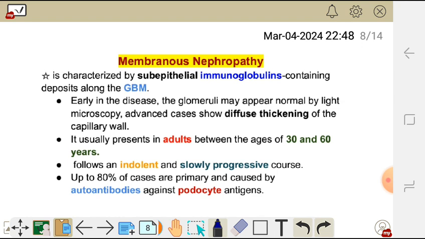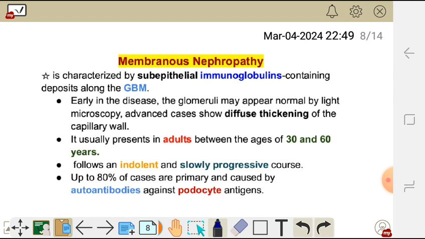So in the early disease, the glomeruli may appear normal by light microscope. So when you observe this under a light microscope, the glomeruli may appear to be normal. Okay, but advanced cases of membranous nephropathy will show diffuse thickening of the capillary wall. So the capillary walls will thicken.